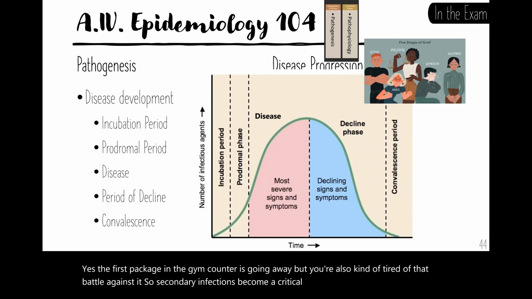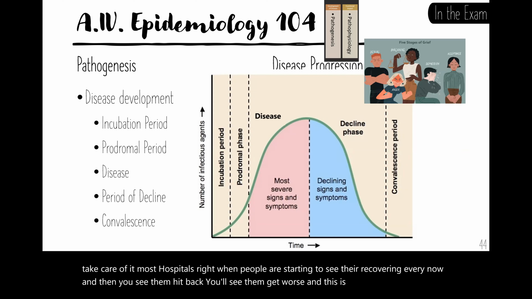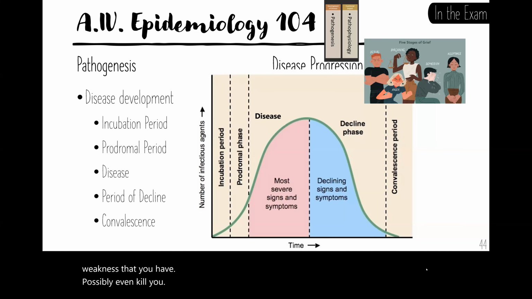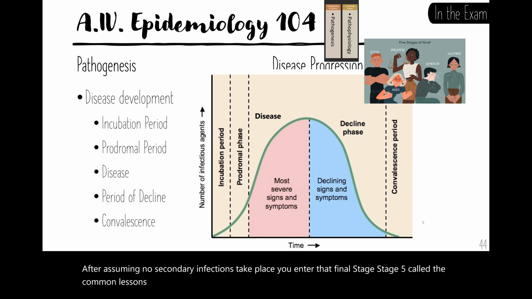So this is something that we take care of in most hospitals, right? When people are starting to see like they're recovering, every now and then you see them hit back. You'll see them get worse. And this is because, again, secondary infections can take place. Other organisms can take advantage of that period of weakness that you have and overwhelm you and possibly even kill you. So this is a very dangerous state to be in, if you will. Now, after assuming no secondary infections take place, you enter that final stage, stage 5, called the convalescence period or the period of convalescence, right?